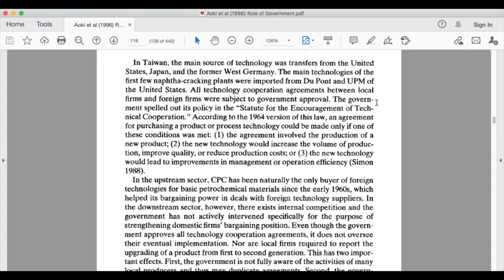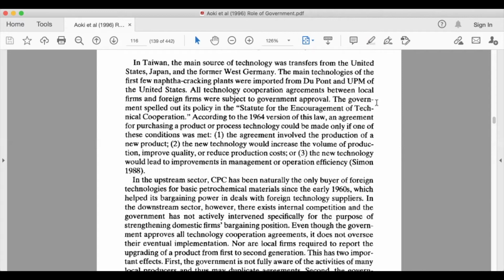The government spelled out its policy in the statute for the encouragement of technical cooperation. According to the 1964 version of the law, an agreement for purchasing a product or process technology could be made only if one of these conditions were met. One, the agreement involved production of a new product. Two, the new technology would increase the volume of production, improve quality, or reduce production costs. Or three, the new technology would lead to improvements in management or operation efficiency.